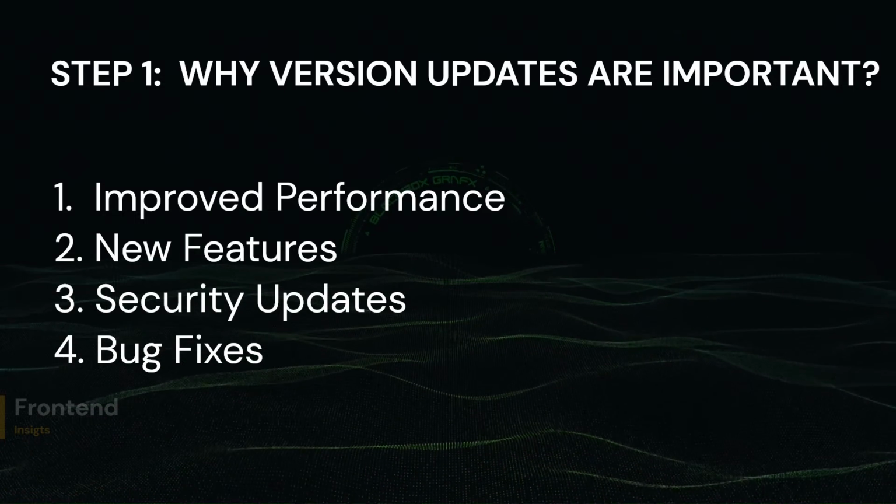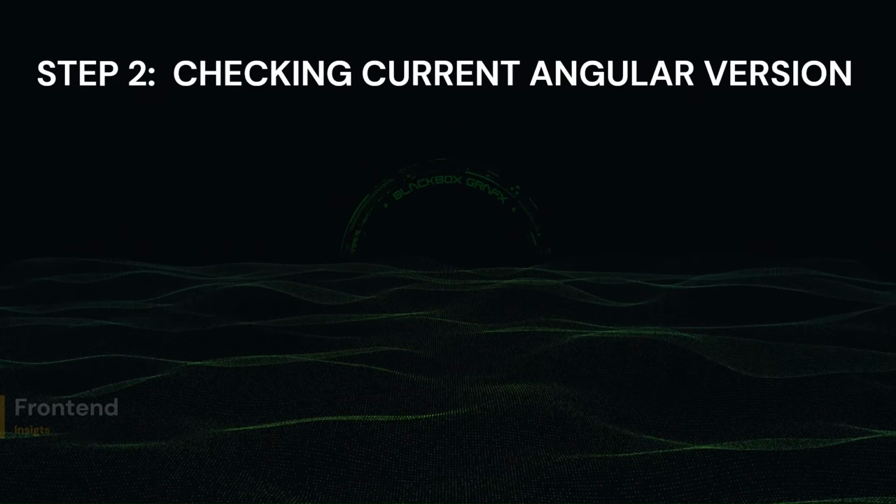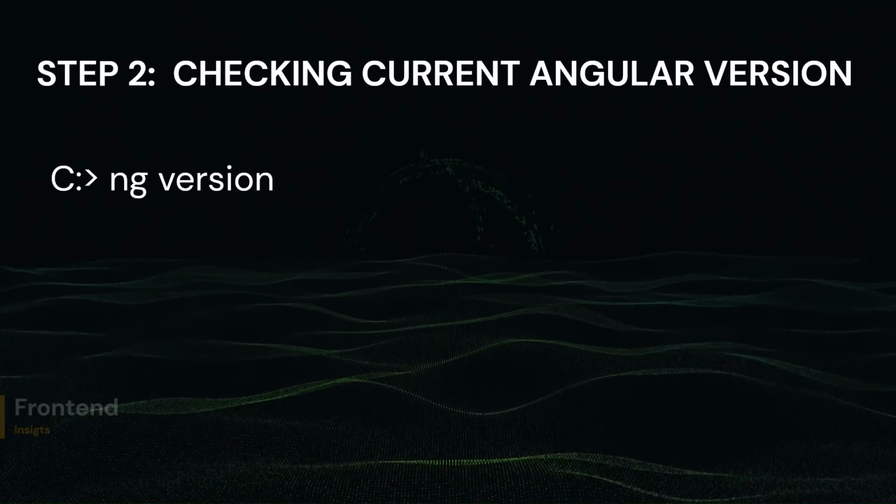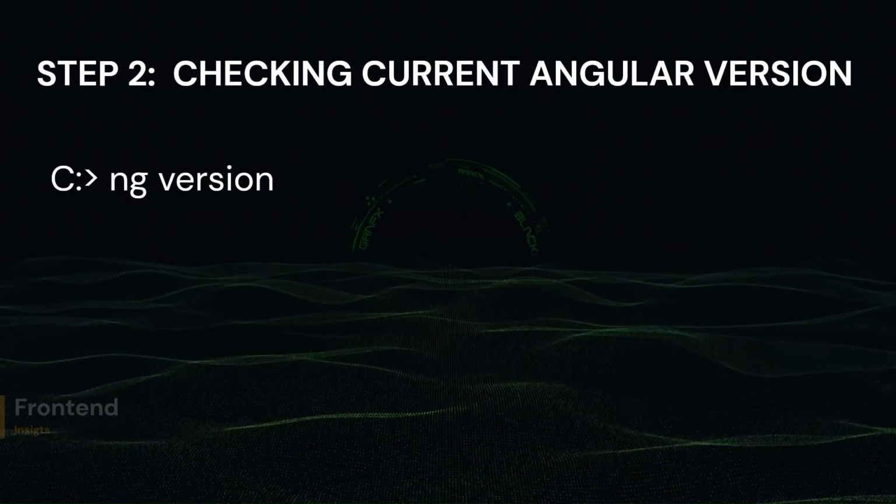So the second step, checking the current version. Okay, so first things first, let's check the current version of Angular in your project. For this, we use the command ng version. This command will display the Angular version you are currently using. Make a note of it before proceeding.